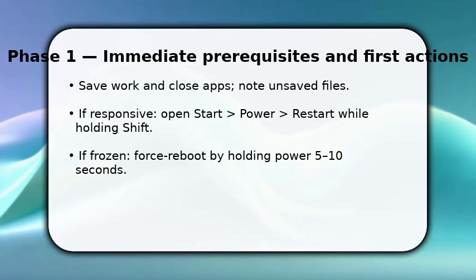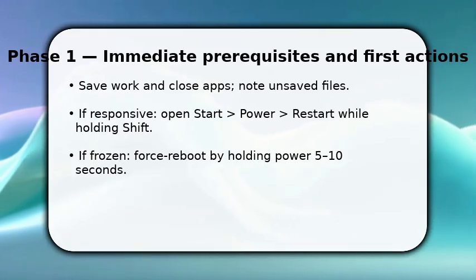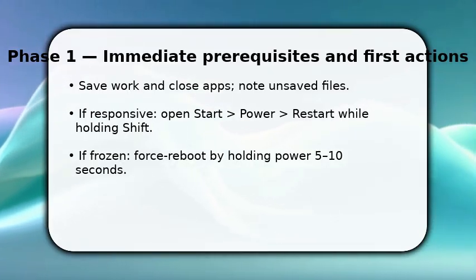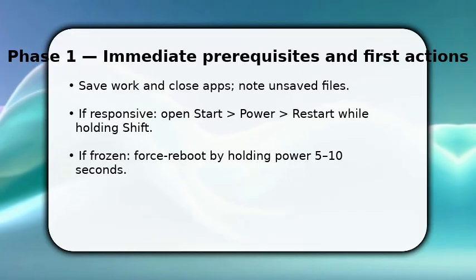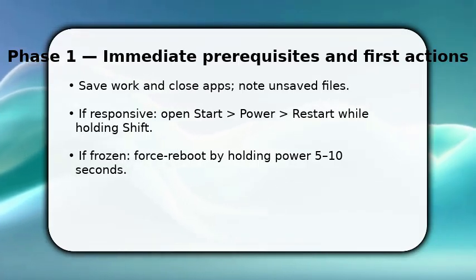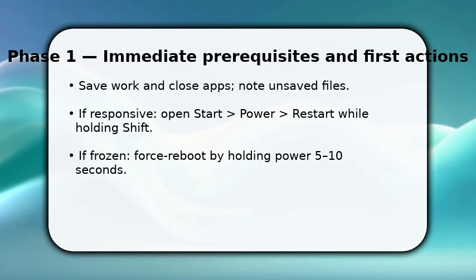You begin by saving progress and closing programs so nothing is lost. If Windows is responsive, open Start, choose Power, then restart while holding Shift to trigger recovery options. This forces a controlled reboot.